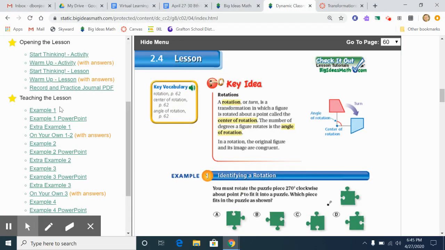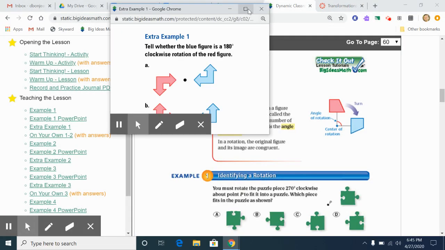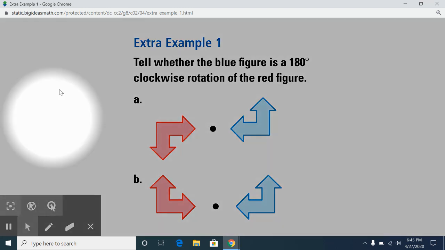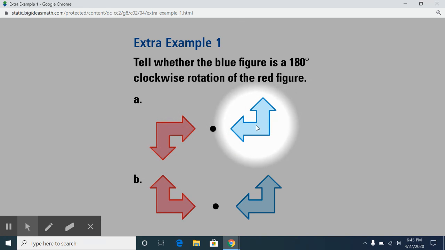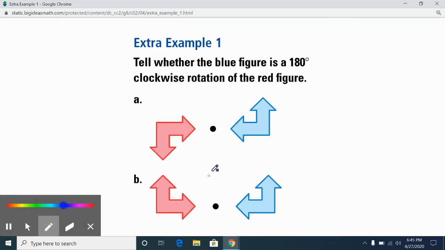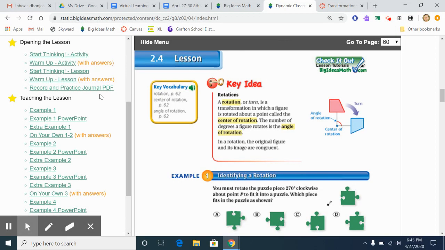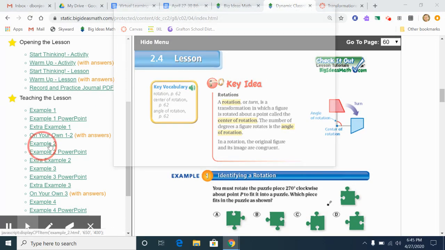Now let's look here. It's saying tell whether the blue figure is a 180 degree clockwise rotation of the red. So problem A, if we took this and we rotated it 180 degrees, we would end up with this blue figure here. But in B, if we think about it, this is actually a reflection. If we took this and drew a line down the center, this is really a reflection. So B is not a rotation. So again, that's the first part, is just identifying.